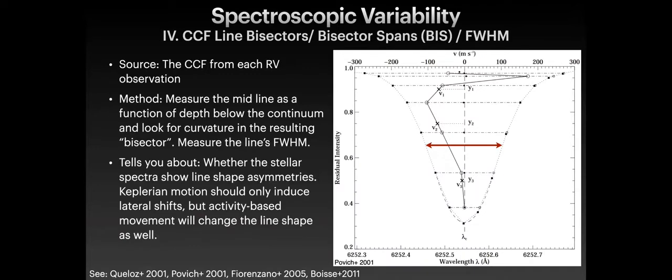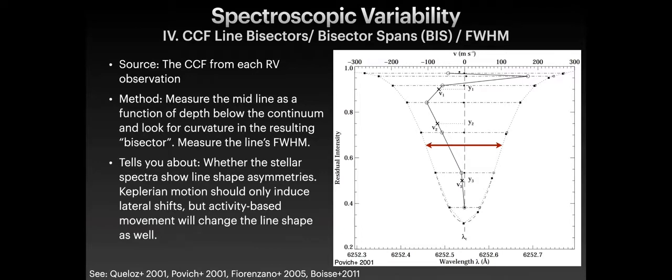Now, in addition to looking at specific absorption lines, we can also consider the shape of all of the absorption features in a spectrum, because true Doppler shifts, those that are imparted by a planet, should preserve the shape of the star's absorption lines and should not produce any line asymmetries. A Doppler shift is just a lateral motion in wavelength. But line shifts that are due to stellar variability do change the shape of the line and will often introduce some sort of skew in the line shape.